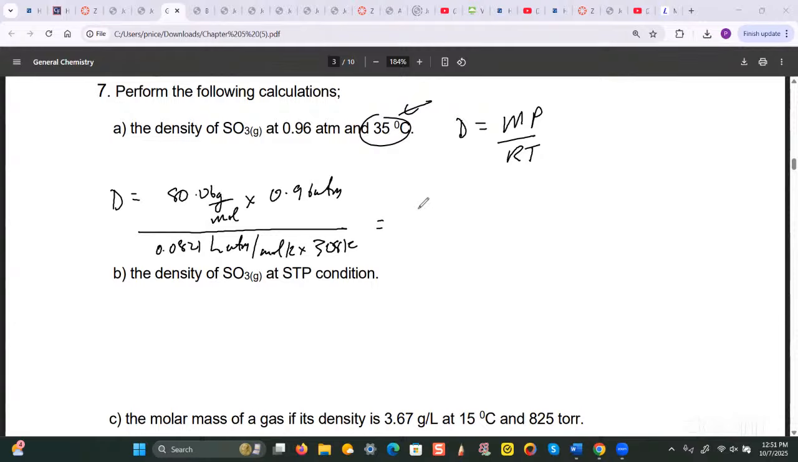So the answer I got, in 2 sig figs, would be 3.0. And the units would be, well, let's do the cancellation of units. Atm will cancel there. Kelvin will cancel there. Mole will cancel here. So the units for density in this case is grams per liter. And that's how that is done.